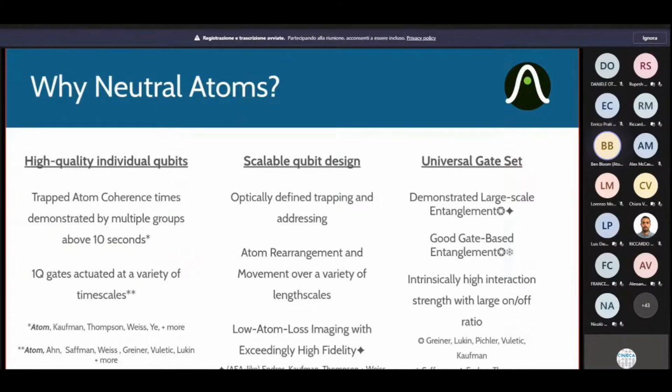And very recently, in around mid-2010s, low atom loss imaging, where you could actually reuse the atoms and actually start talking about how you're going to do quantum error correction, as well as just speeding up data rates for actually taking the data.